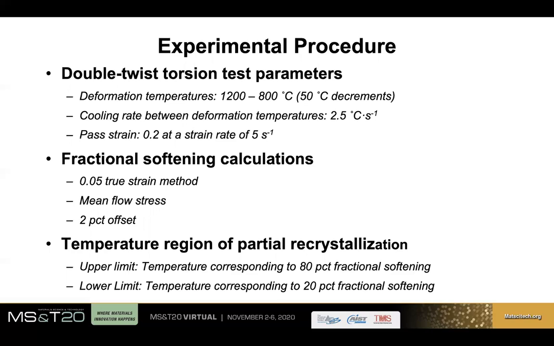Fractional softening was then determined for each temperature using the methods that I described previously: the 0.05 true strain method, the mean flow stress method, and the 2% offset method. The temperature region of partial recrystallization was then defined as the range of temperatures between fractional softening values of 80% at the upper limit and 20% at the lower limit.